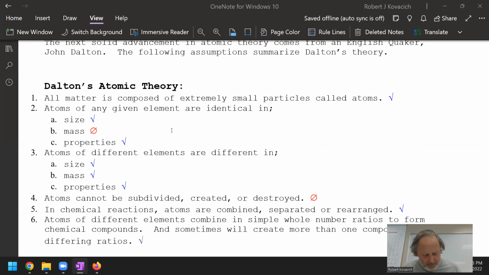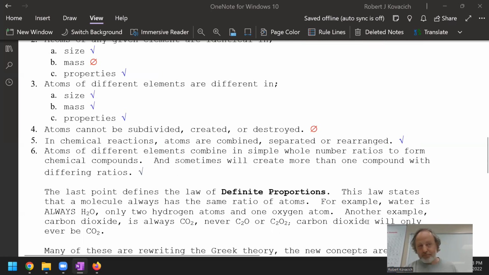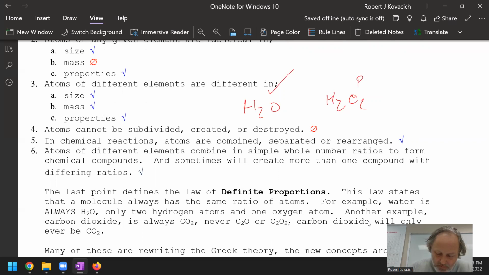And then the last one here, atoms of different elements combine in simple whole number ratios to form chemical compounds. Sometimes they'll create more than one compound with differing ratios. All right, so the easiest one with that one is water and hydrogen peroxide. So water is H2O and hydrogen peroxide is H2O2. They're both just hydrogens and oxygens, but this one, love this one, will make you puke. It cleans out a wound really well for you, disinfects a wound, but you cannot drink it. You will vomit, like a capful of it will make you vomit.